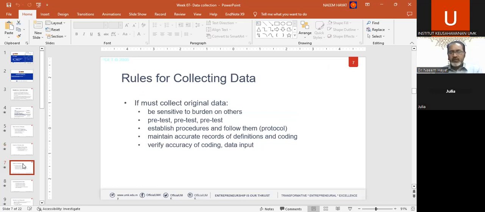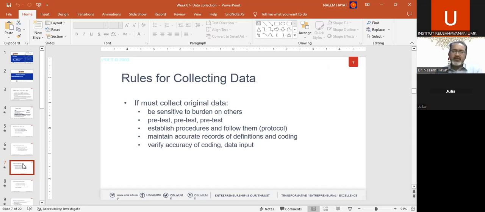If you must collect original data, meaning primary data or first-hand data, be sensitive to the burden on others. It means while you are contacting other people to give information to you, keep in mind that someone connecting with you and asking for data, how would you feel? Do you feel burdened? Do you feel occupied? Do you feel that it is quite compelling to answer in one way or the other? So try to empathize and be sensitive to the information that we are going to collect from other people.